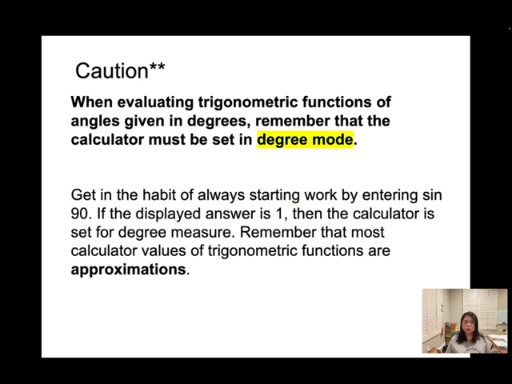Get in the habit of always starting by entering sine 90. If the displayed answer is 1, then the calculator is set for degree measure. Remember that most calculator values of trigonometric functions are approximations. So this is a really good hint. When you put in sine 90, if the answer is 1, then you'll know your calculator is in degree mode.